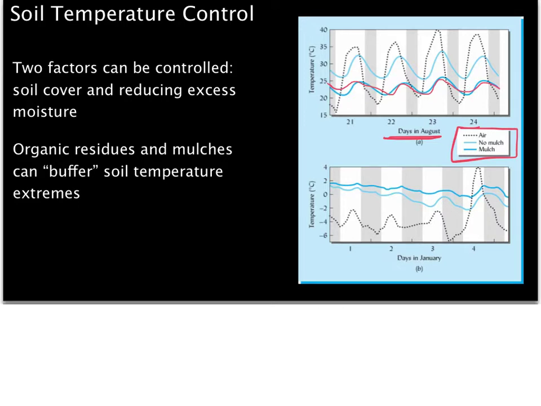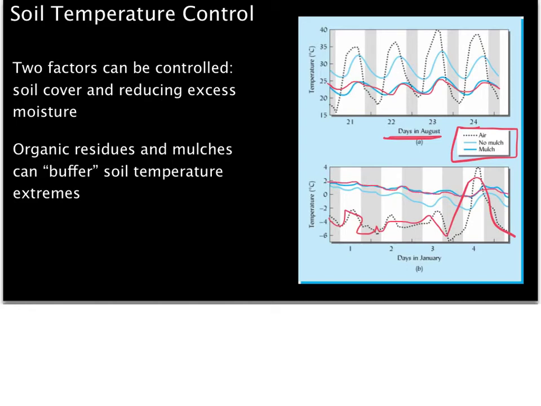If we go to January, we'll see that air temperature has a great variability, right? It's all over the place. Whereas with soil temperatures with mulch, we have typically a warmer soil over the course of the winter with mulch, okay, versus without, and versus the air temperature.